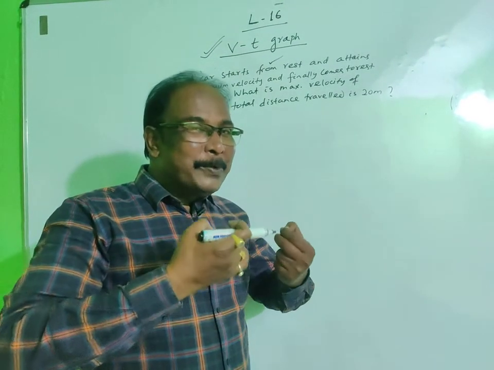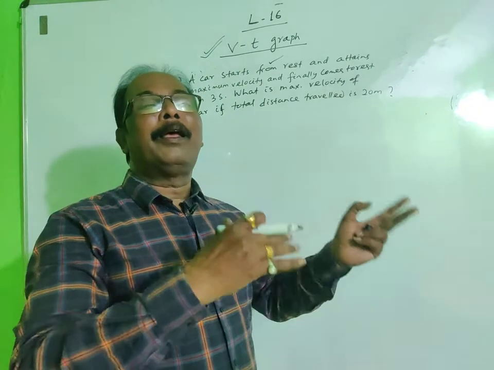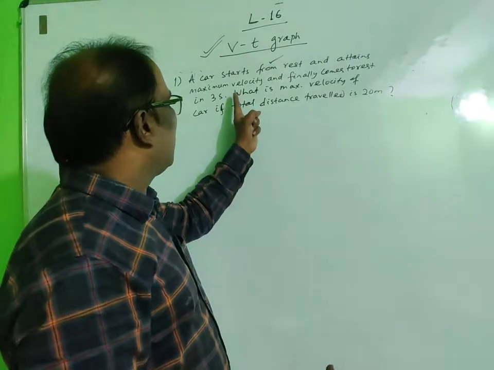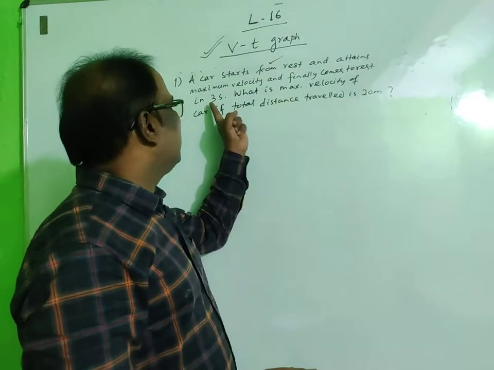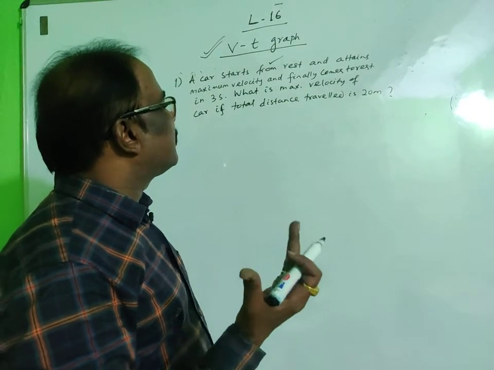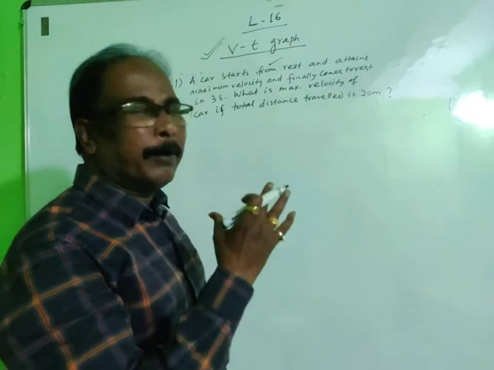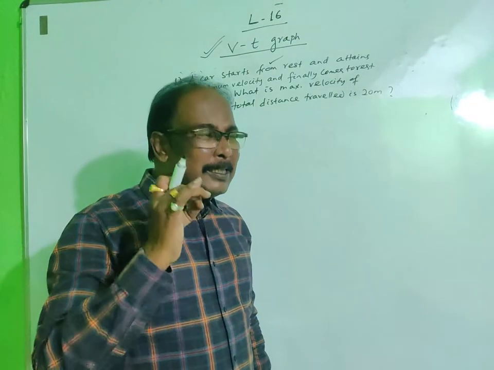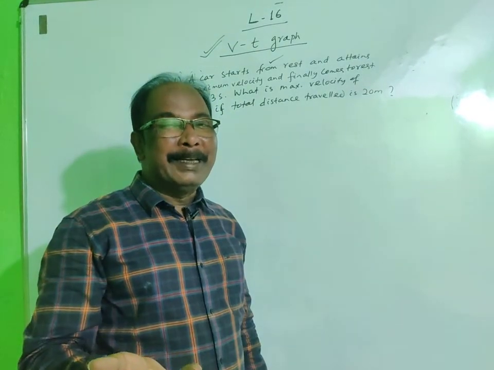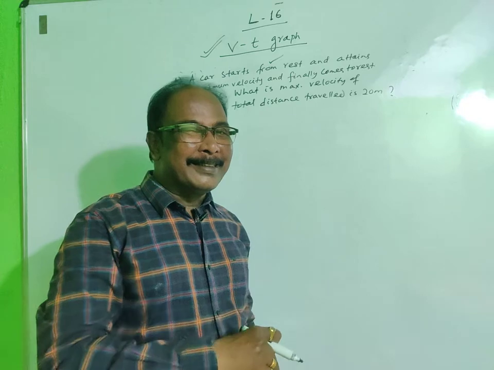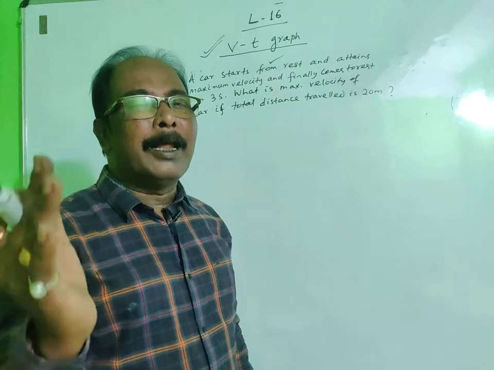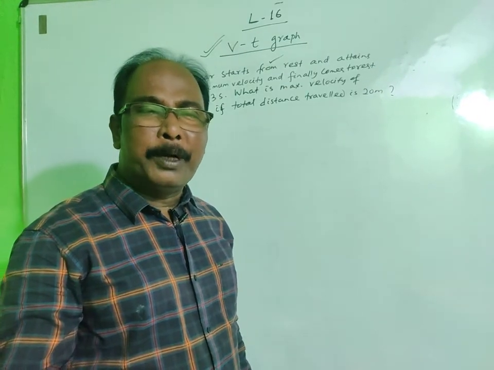For the increase in velocity, the motion is accelerated. For the decrease in velocity, since finally the car comes to rest, the motion is retarded. And the total time taken is 3 seconds. It is asked what the velocity of the car is if the total distance traveled is 20 meters. We can solve this numerical very easily if we use the VT graph. What we have discussed is that the area under the velocity time graph gives us the magnitude of displacement.